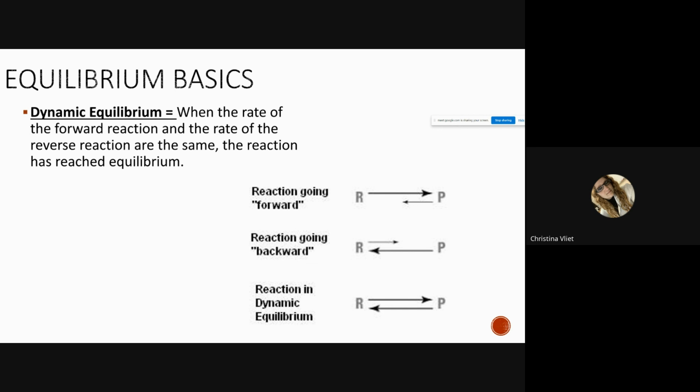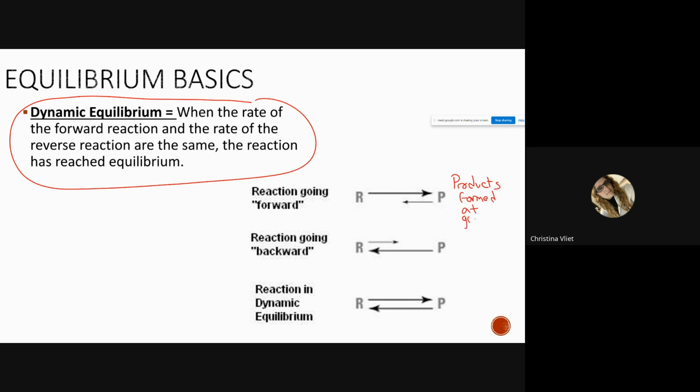All right, anyway, dynamic equilibrium. This is when the rate of the forward reaction and the rate of the reverse reaction are the same. And this means we have reached equilibrium. So what you'll see here is a reaction going forward. What that means is that you're forming products at a greater rate than you're forming reactants. So products are formed at a greater rate. Just to explain, what does that mean? Big arrow going towards products. Reaction going backward. We also say the reaction's shifting towards reactants.